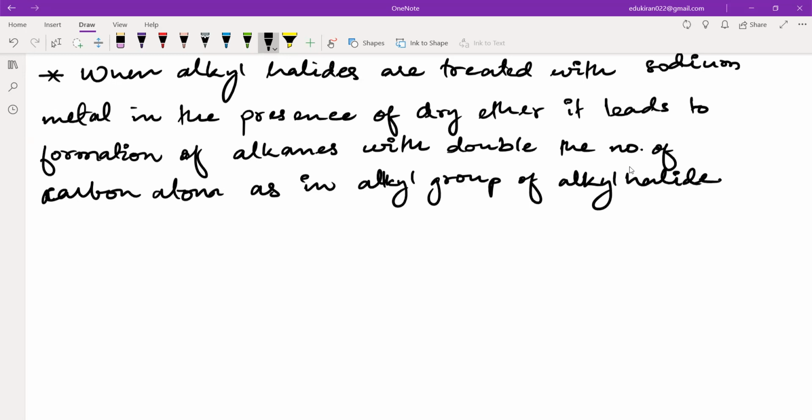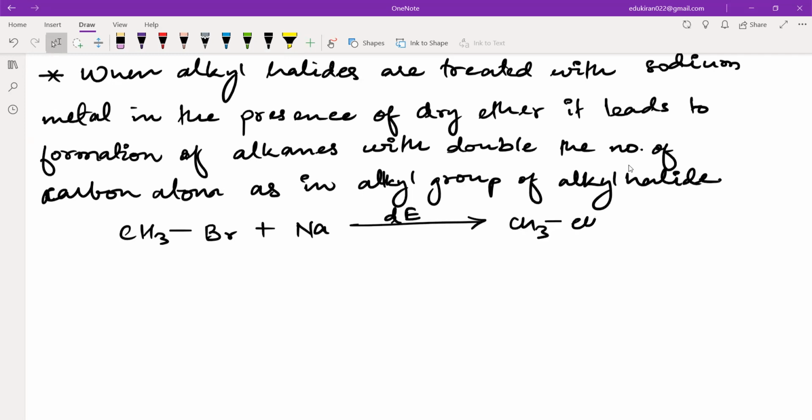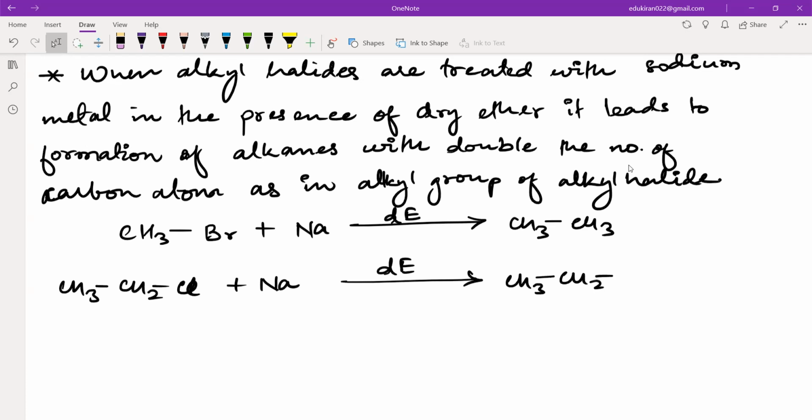So simply, if I'm writing a few reactions, DE means dry ether, so you are going to make CH3 CH3. If I have, let us say, CH3 CH2 Cl, the presence of sodium and dry ether is going to give you CH3 CH2 CH2 CH3.